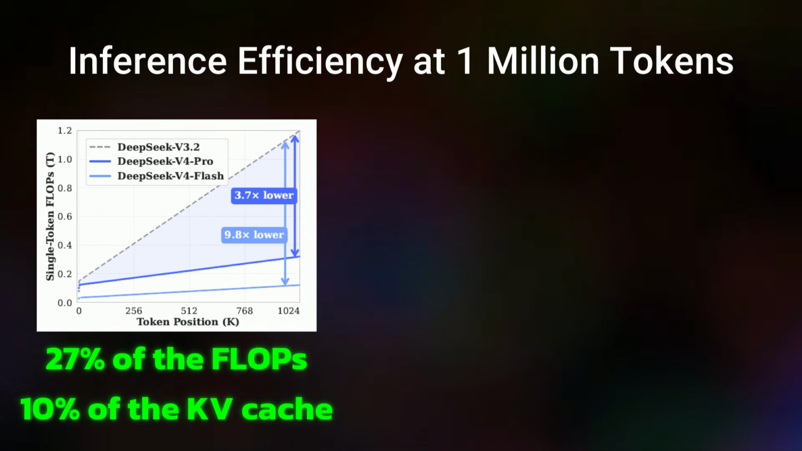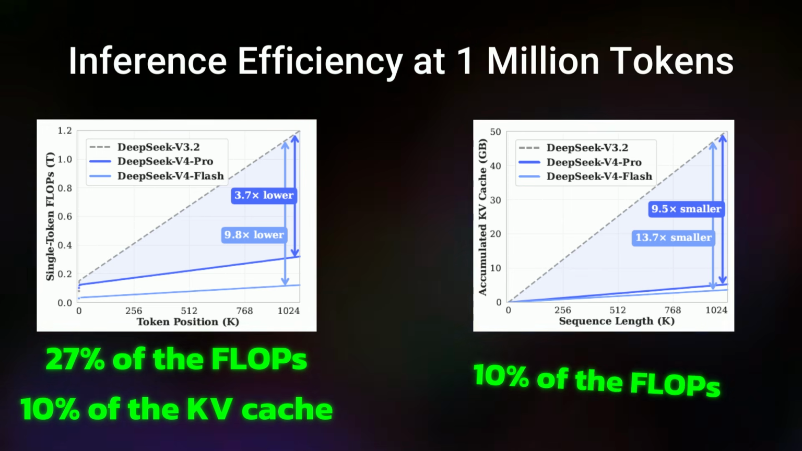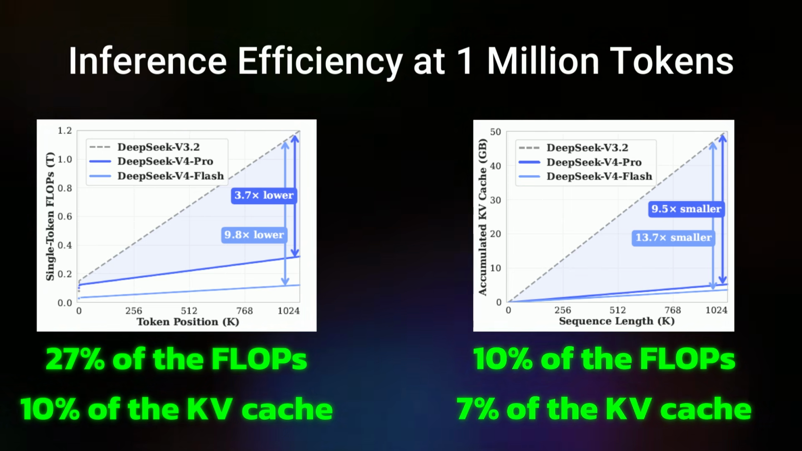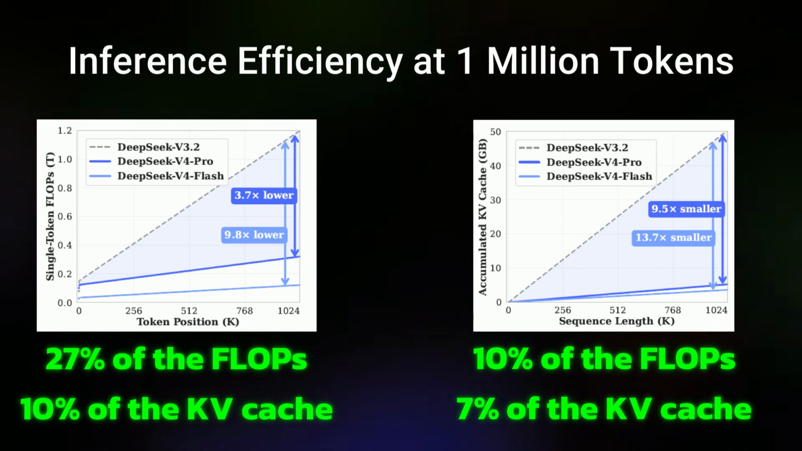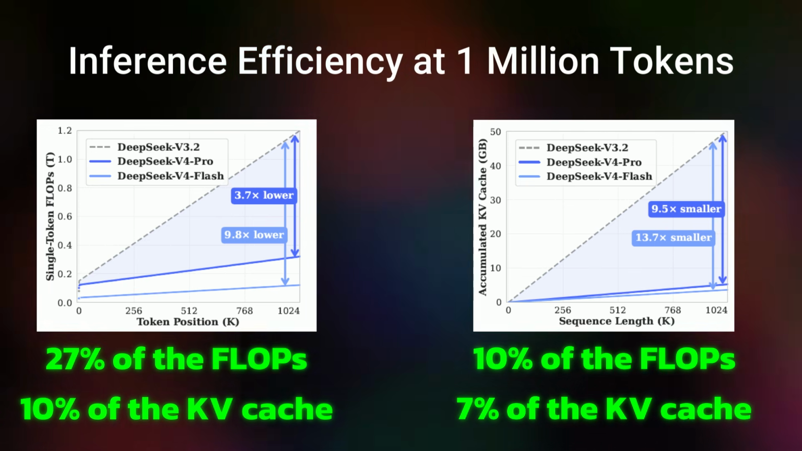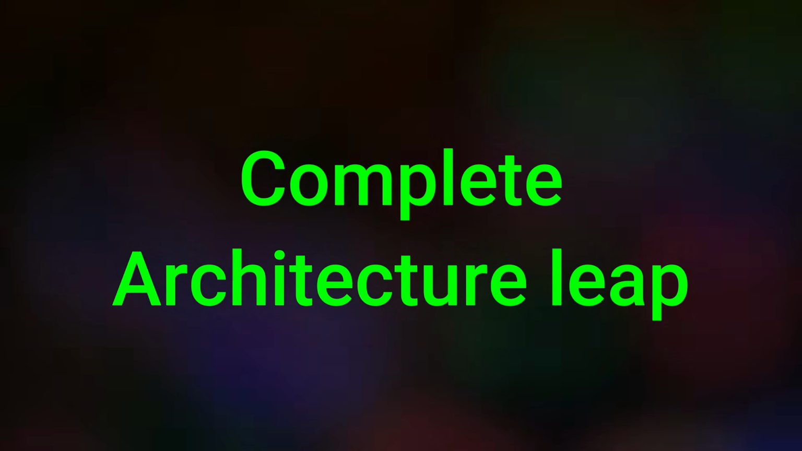Already huge. But then comes version 4 Flash. This needs only 10% of the flops and just 7% of the KV cache. That's a 13.7 times KV cache reduction. For a million token inference, this is not optimization. This is a complete architecture leap.